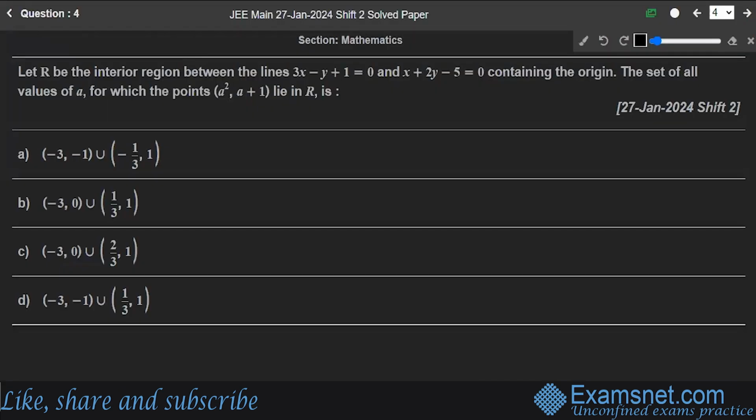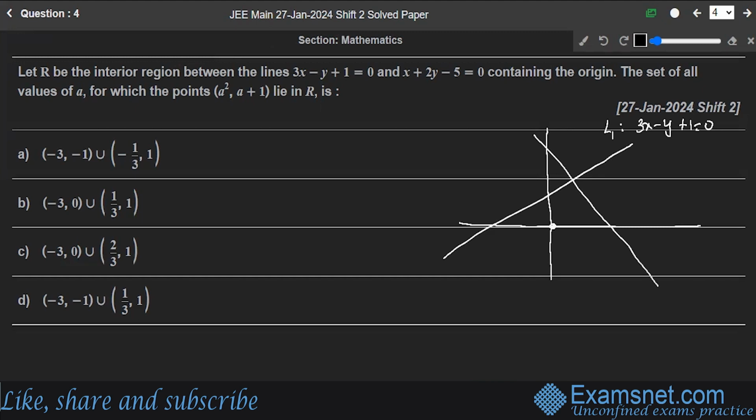Next is question number 4. Let R be the interior region between these two lines containing the origin. The set of all values of A for which this point lies inside R is. So let's understand. First of all, this is the coordinate axis. This is your origin, right? First equation, L1, will have something like this. This is your L1 equation, given as 3x minus y plus 1 is equal to 0. And this is your second one, L2, the second equation of the line. Okay, x and y axis.